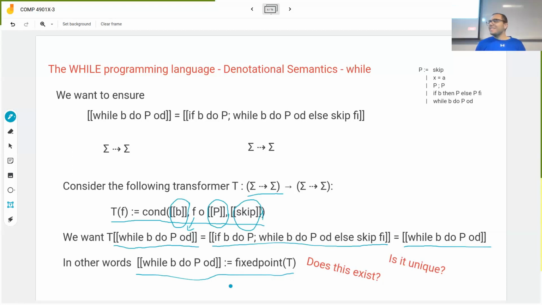If I give you the answer to this, you will really laugh. It's super easy. We already know it exists based on something else in this course. How well is it defined? Well, we have not defined while yet here, right? So we want to define the denotational semantics of while to be this fixed point.